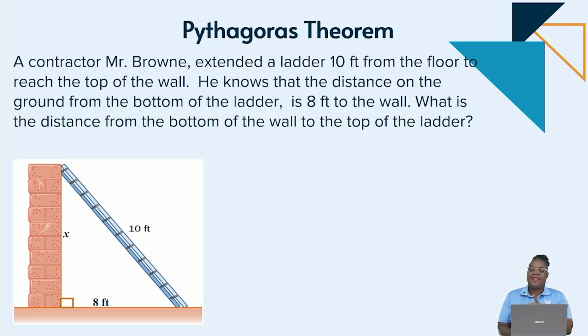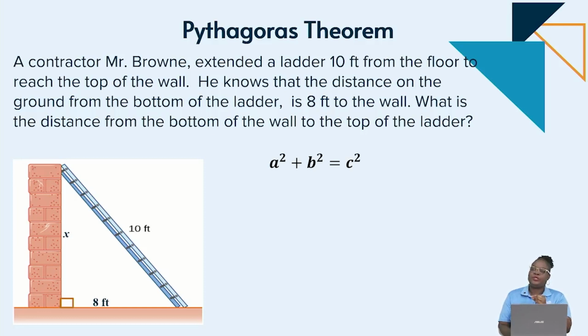Now, the ladder, the 10 feet, that would be our hypotenuse. And our hypotenuse is always opposite the right angle. In Pythagoras theorem, we don't really need to name the opposite and adjacent sides, but we need to use the dimensions to find the lengths of the sides. So, since 10 feet is our hypotenuse, that would be our C squared.